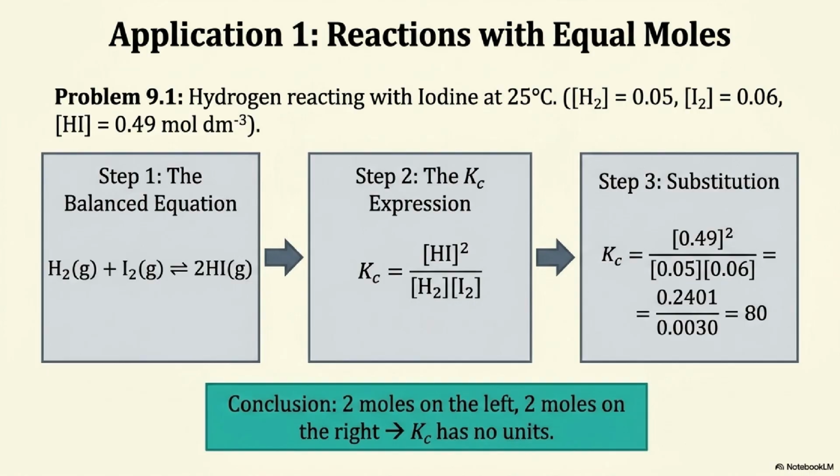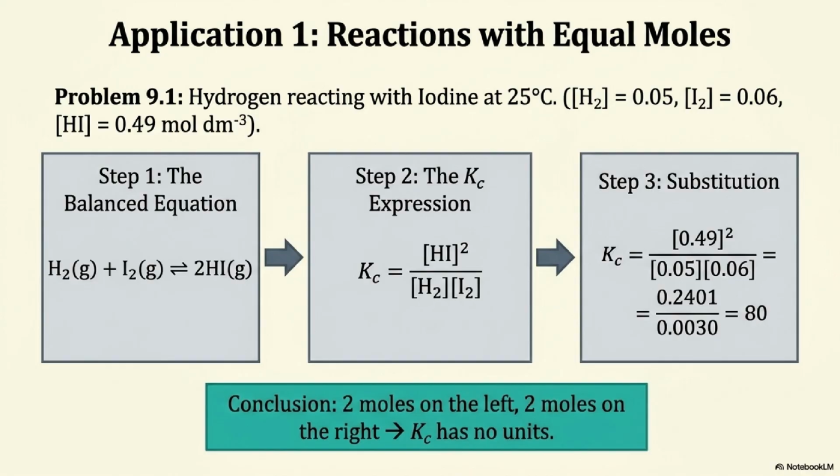Let's build the expression. Products over reactants. Numerator is our product, ammonia. Coefficient is 2, so it's bracket NH3, bracket squared. And the denominator? Reactants. Nitrogen is to the power of 1. Hydrogen has a coefficient of 3, so it's cubed. The denominator is N2 times H2 cubed. So our blueprint is Kc equals NH3 squared divided by N2 times H2 cubed.